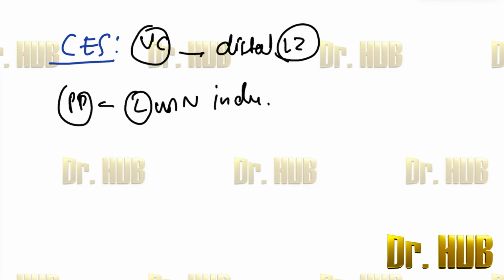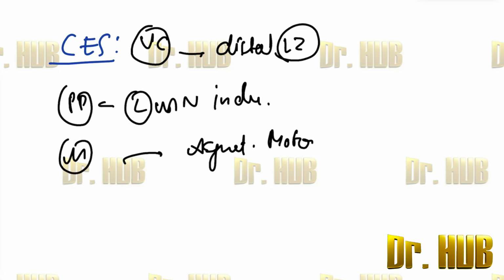Now let's look at the motor strength. There is asymmetrical motor impairment. And reflex wise, in CES, that is Cauda equina syndrome, both the knee and the ankle reflexes are affected.